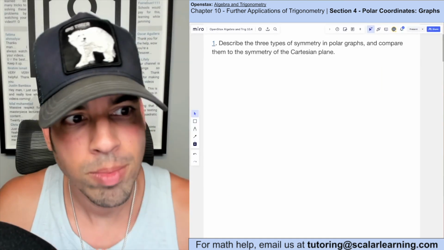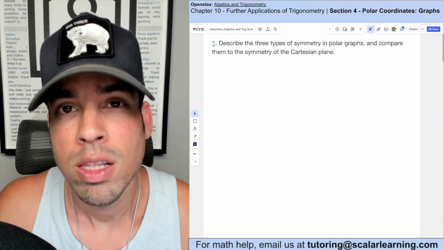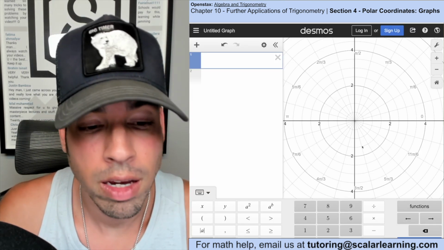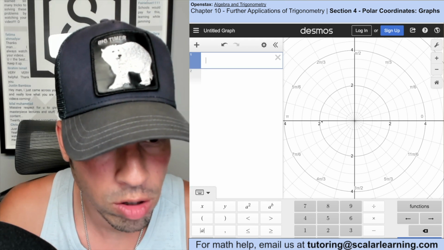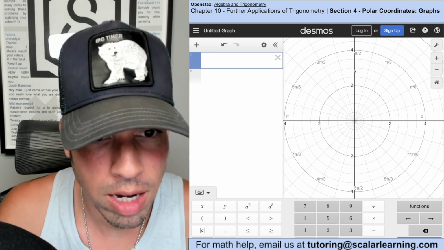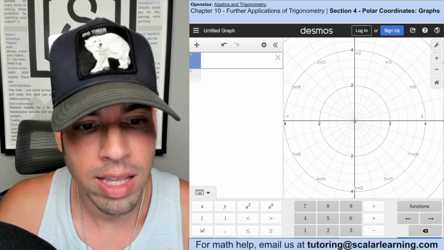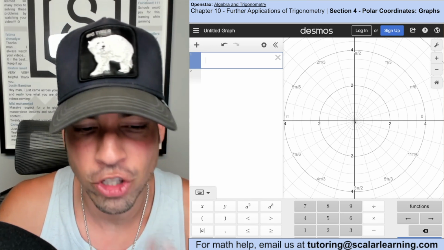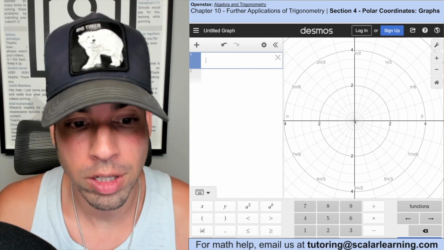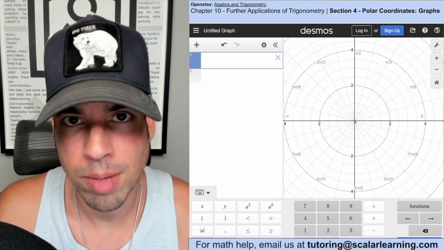Let's do it. Describe the three types of symmetry in polar graphs and compare them to the symmetry of the Cartesian plane. So I'm going to look at a graph on Desmos, and then I'll explain the type of symmetry you can find. So kind of like a regular graph, right? You could have symmetry across the x-axis, okay? You could also have symmetry across the line x equals pi halves, which is basically like symmetry across the y-axis, right? And then last but not least, you could have symmetry about the origin, okay? That could be like a circle or something like that. And of course, with polar coordinates, the origin is called the pole, but same idea. So those are the similarities, those are the types of symmetry. Done.